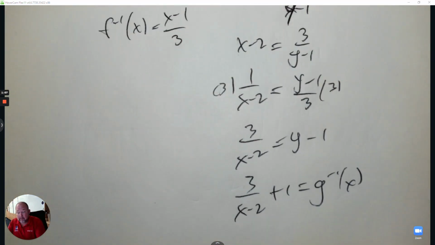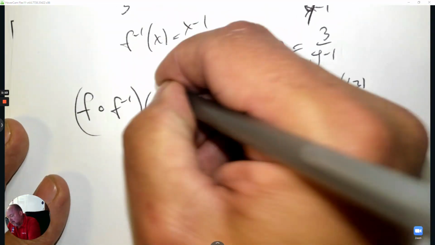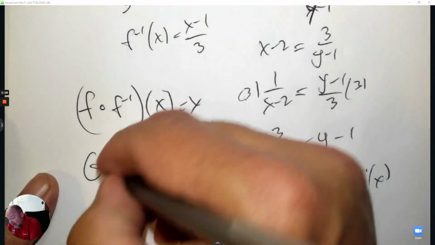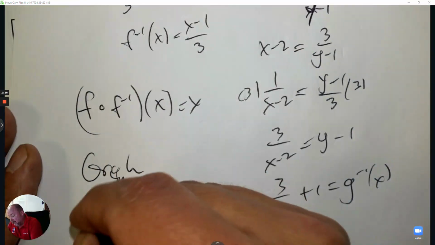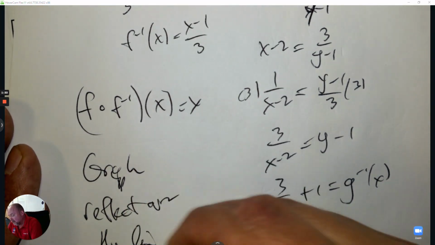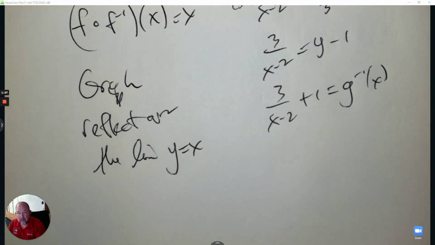Now, one of the properties of inverses: if you have a function and its inverse, a property of that is that if you compose them together, the answer is just x. And if you graph them, they reflect over the line y = x. That's how you know they're inverses.